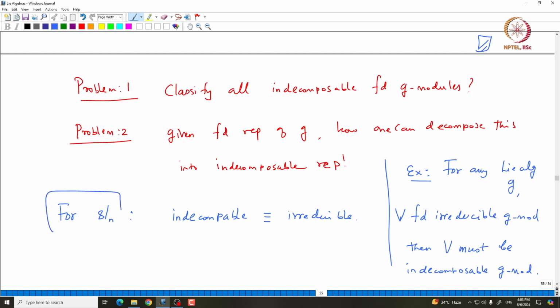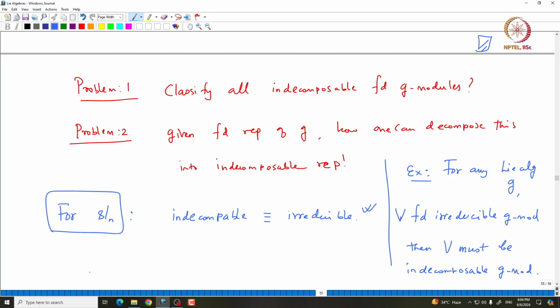But if we take a simple Lie algebra or semi-simple Lie algebra, then this is true. All indecomposable modules will correspond to irreducible modules. So, at least using Weyl's theorem, one can see that for SLN, classifying indecomposable finite dimensional G modules will be equivalent to classifying all the irreducible modules. Using the highest weight theory, one can actually classify all the irreducible SLN modules. That is what we will be doing later in this course.